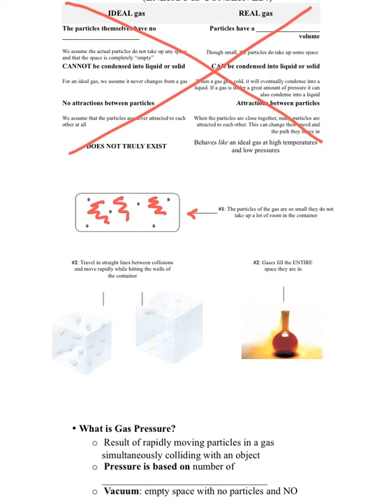The second picture is that the gases travel in straight lines in between collisions, meaning until they collide, they will just keep moving in the same direction. Also, gases fill the entire space that they are in. And the word that you will hear about that is called diffusion. They will keep filling the space that they are in. So when, like I said, when you spray perfume in a room, the gas will diffuse throughout the room.